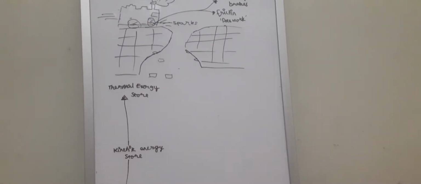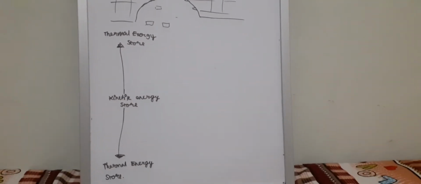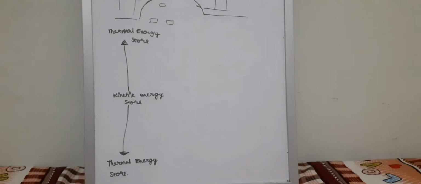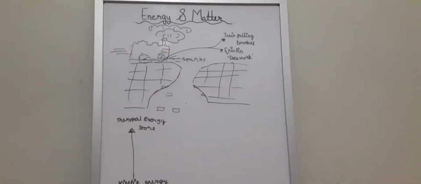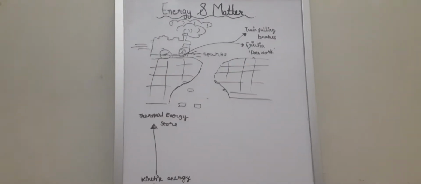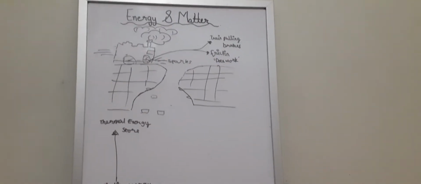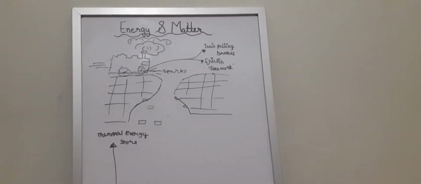There is thermal energy store and kinetic energy store in this. From this diagram you can remember that friction is very useful in pulling in brakes and in movement.